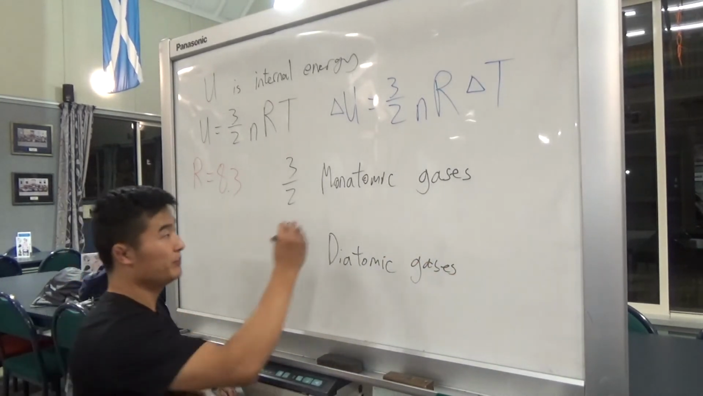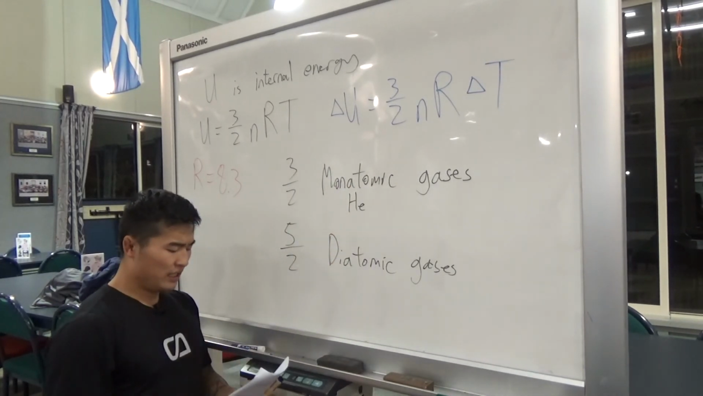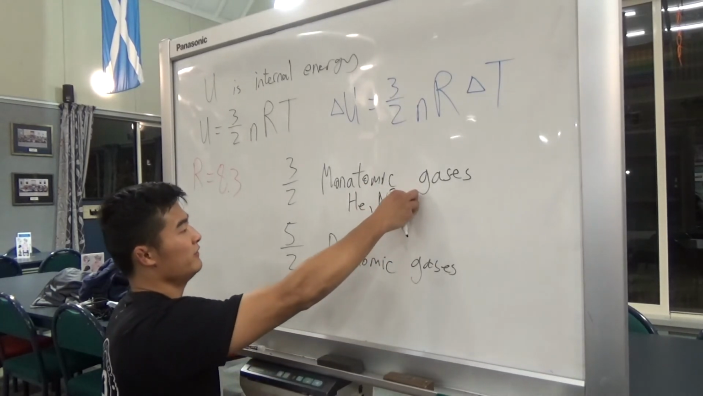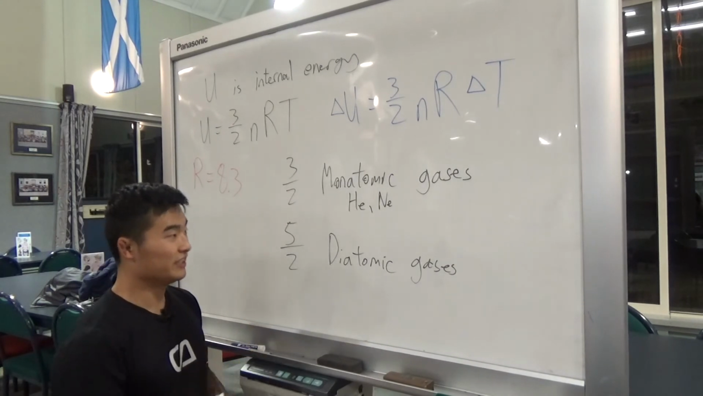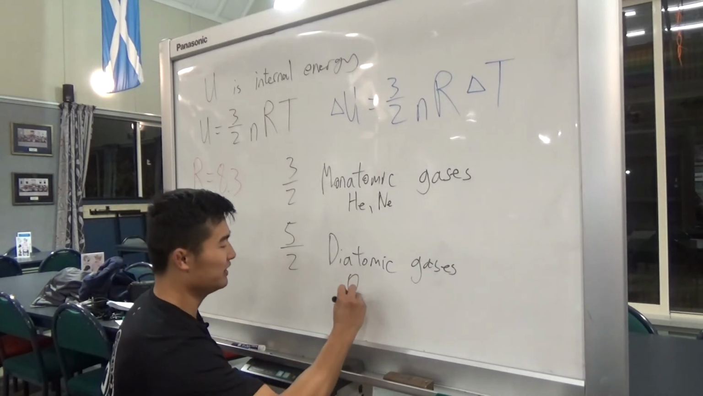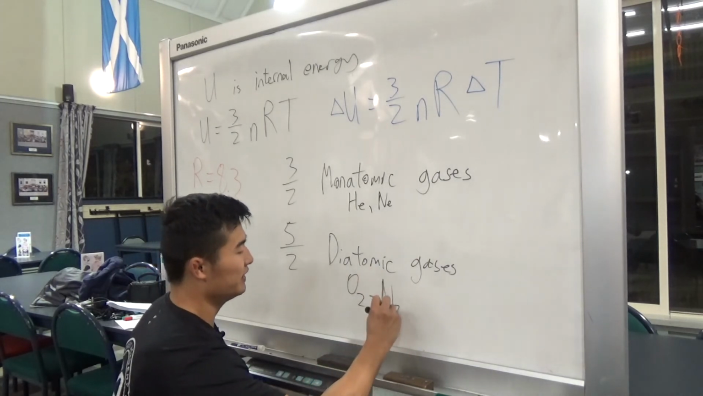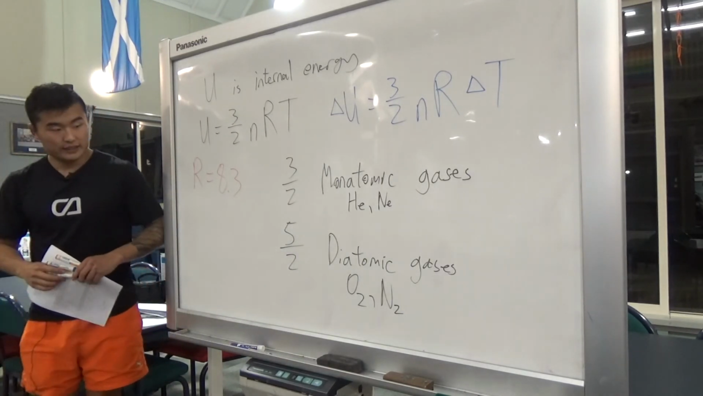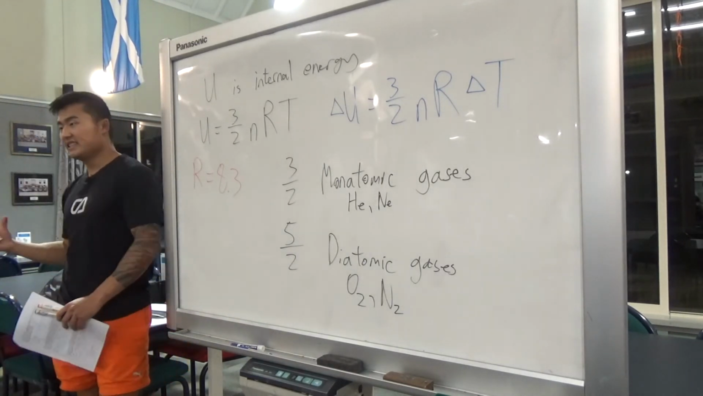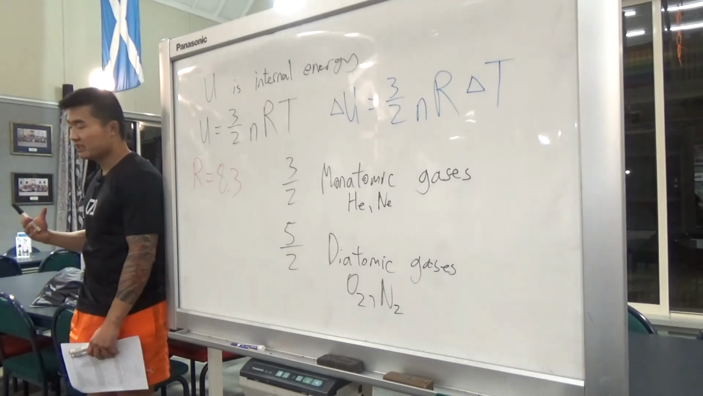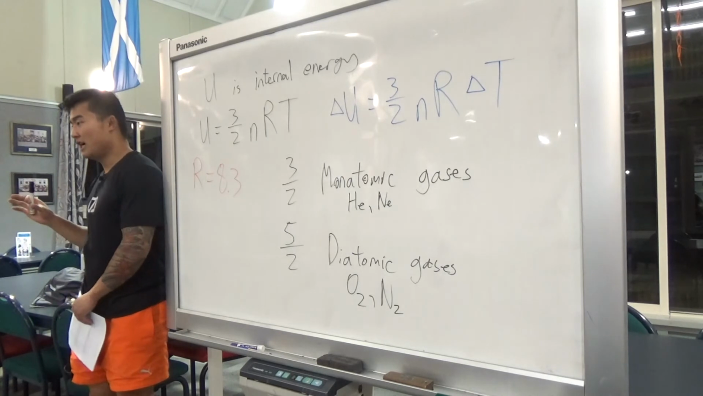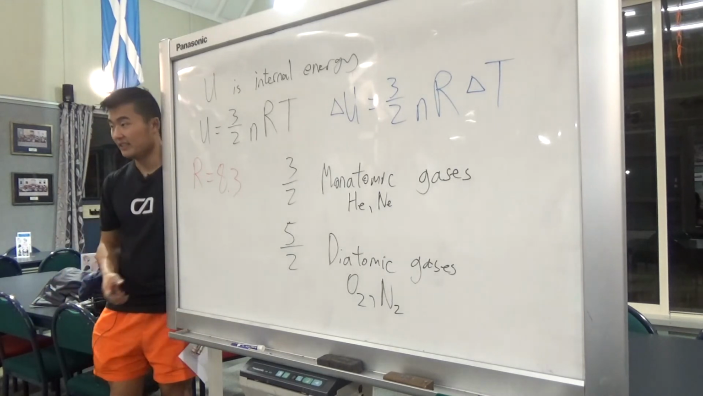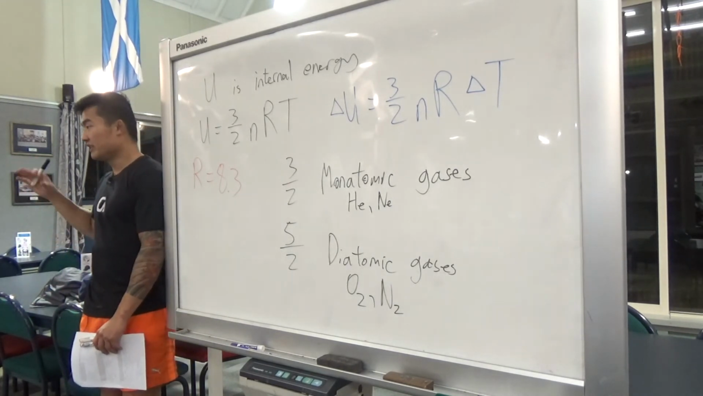Monatomic gases would be like helium, neon, and I haven't done chemistry in ages, so I don't even know what else there is. And then diatomic gases would be like oxygen, which is O2, nitrogen, which is N2. So it just means that for the same temperature, diatomic gases are going to have more internal energy. You don't really have to understand why, but it's because they have more degrees of freedom, which is what this number represents.